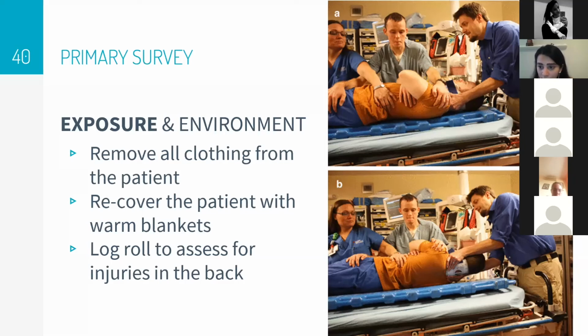And finally, as depicted in this image, you want to log roll the patient to assess for injuries in the back. The way you do that, you roll them to the side and you palpate down their cervical, thoracic, and lumbar spine. And if they're responsive, they can tell you if it hurts or not in the midline area. If they're not responsive, you can at least see if there's any crepitus or step-off, which suggests that something's broken.